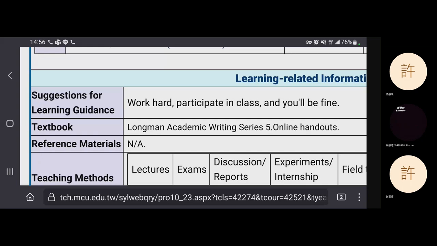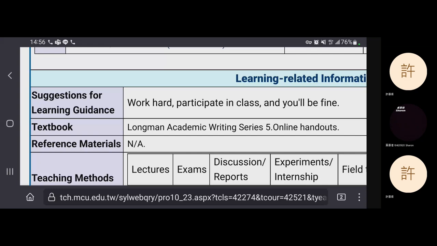The next thing, the textbook. Looks like this. Longman Academic Writing Series 5. We will be using this textbook for 2 semesters. You don't have to buy it if you don't want to. I have posted all of the textbook information that you will need onto Moodle. But there are still reasons why you might want to buy the textbook.